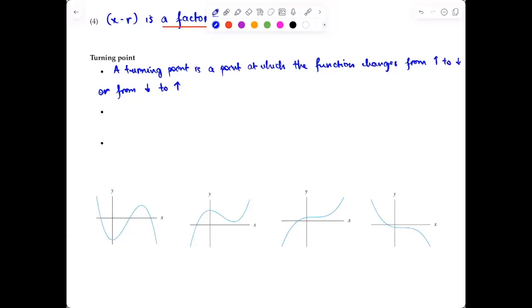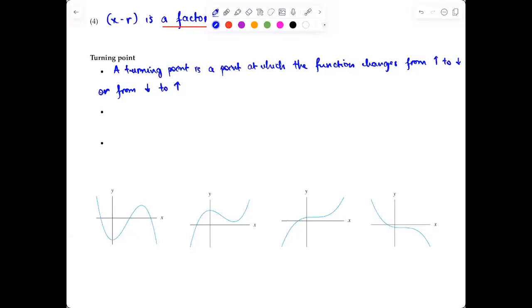No. So there are no turning points for those two graphs, because this one is always increasing and this one is always decreasing. So there's no change between increasing and decreasing. Therefore, for the last two graphs, you don't have any turning points. These are all graphs that represent cubic functions. So the most turning points we can have for a cubic function is 2.